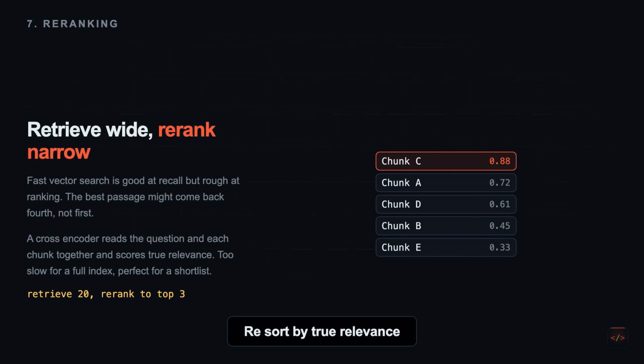So what you do is, after retrieval, you pass each candidate chunk and the question together through a cross encoder, a smaller model that reads both at once and scores its true relevance. It is too slow to run over your whole database, but perfect for resorting a short list of, let's say, 20 down to the best 3 of them. The pattern is retrieve wide, then re-rank narrow. So cast a broad net cheaply, then spend a little more to put the genuinely best passages at the top, which is where the model pays them the most attention, obviously.